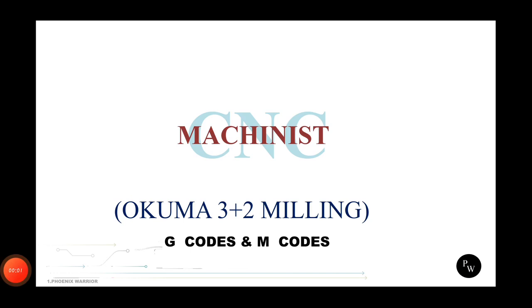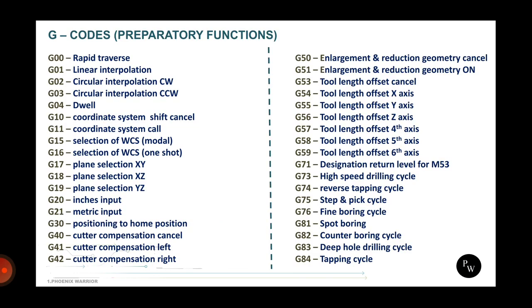Good morning everyone. Today we are going to see about the G and M codes of the OKUMA 3+2 milling machine, and it is the most commonly used G and M codes only that we are going to see in our video. G codes are called preparatory functions and M codes are called miscellaneous functions, and these are the codes most commonly used in our manufacturing industries in the OKUMA milling machines only.